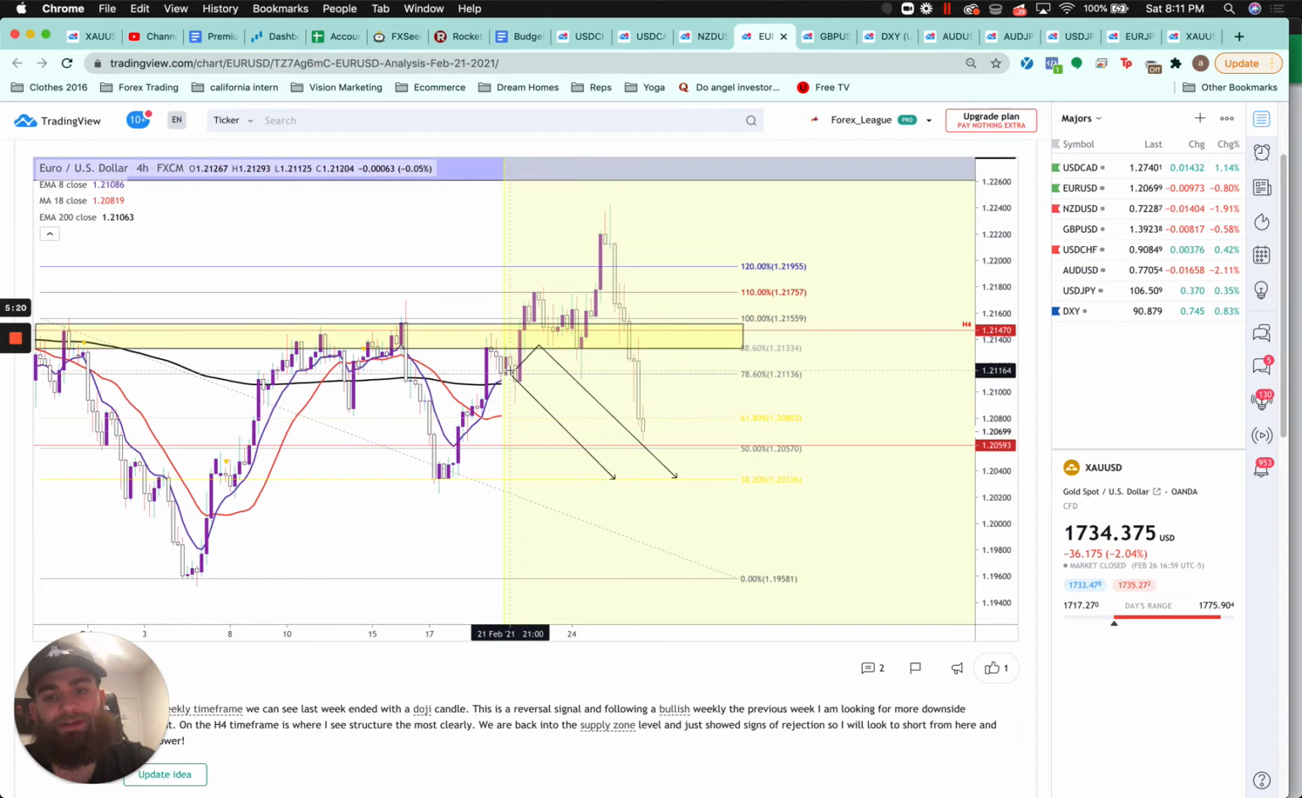As we could see here, we ended up not heading lower. We ended up breaking this level, retested it once, twice, and then did end up heading a bit higher back towards this monthly level, about 100 pips to the upside. The entry on that one would have been really in this area right in here. But yeah, this analysis did not hold up.